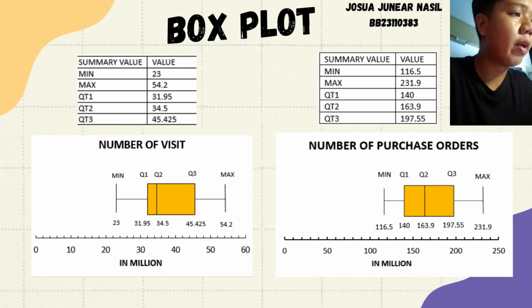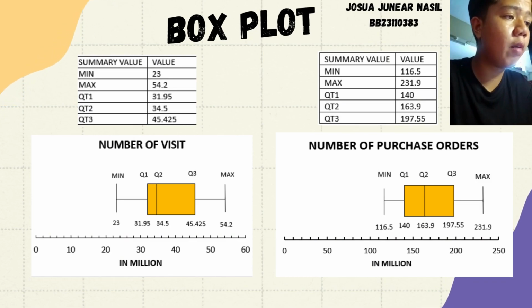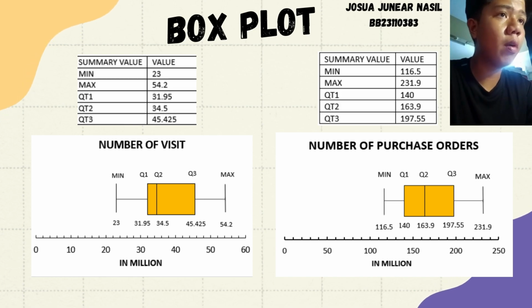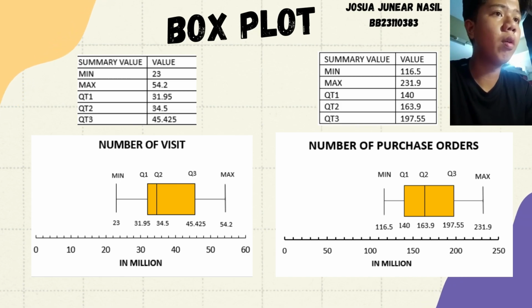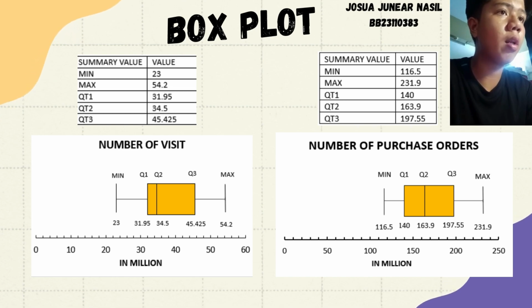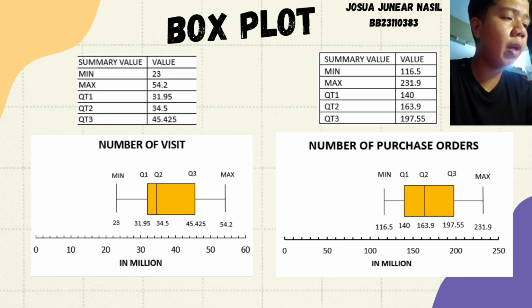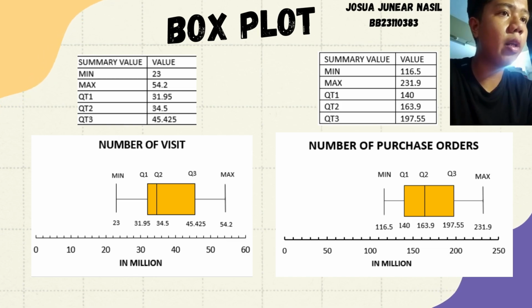You can see that I already constructed two box plots. The left side is for the number of visits and the right side is for the number of purchase orders. So the box represents the middle 50% of the data, and the bottom and top edges of the box are quartile 1 and the third quartile. This shows the spread of the center of the data. And the line inside the box is called the median, or in other words, quartile 2. This helps to identify the central tendency of the data.